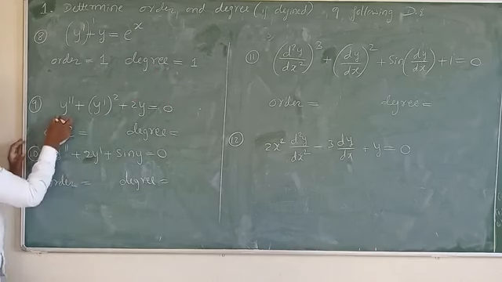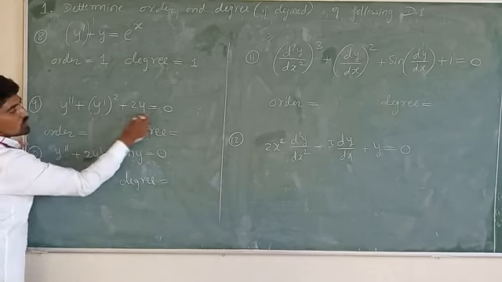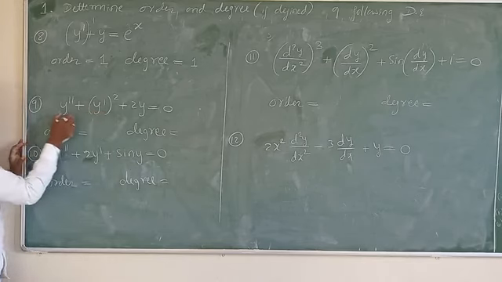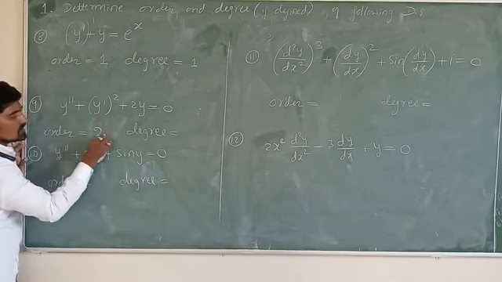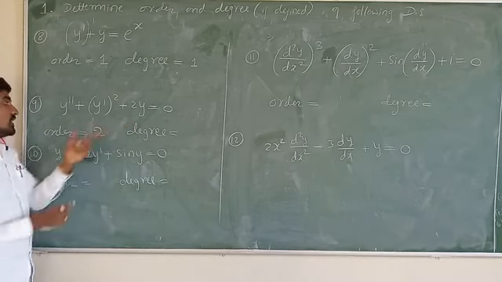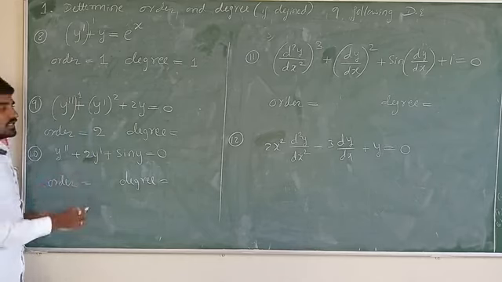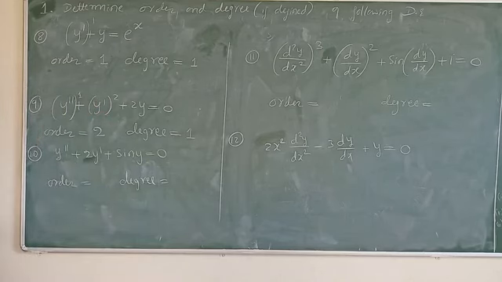Now the next question is y double dash plus y dash whole square plus 2y is equal to 0. Here y dash is the first order derivative, y double dash is the second order derivative. Among these two the highest order is second order. Therefore the order of the ninth differential equation is 2. And this differential equation is a polynomial in derivatives. Therefore the power of the highest order derivative is 1, and the degree is 1. I hope all of you understand.